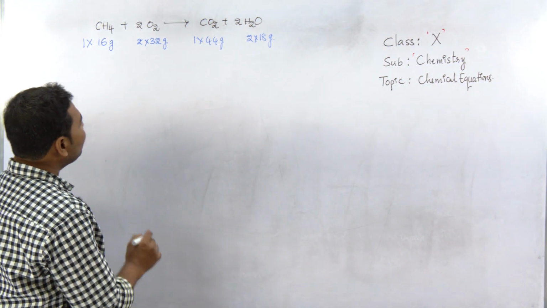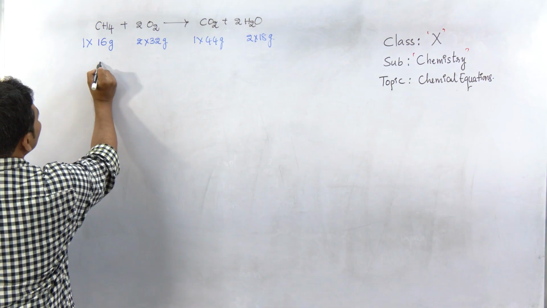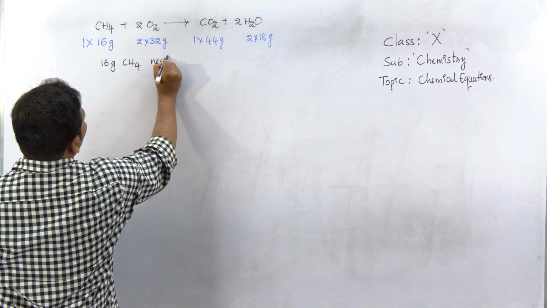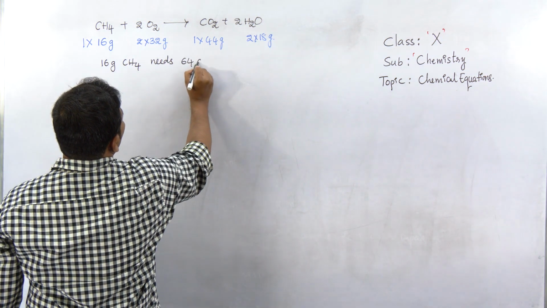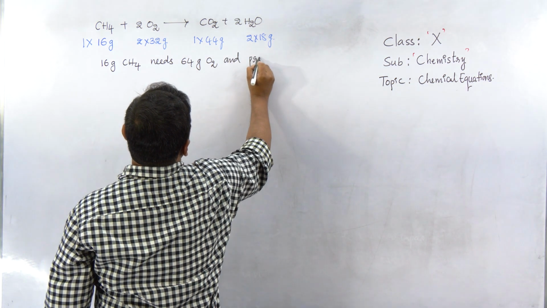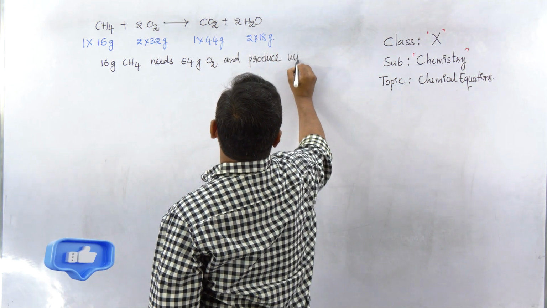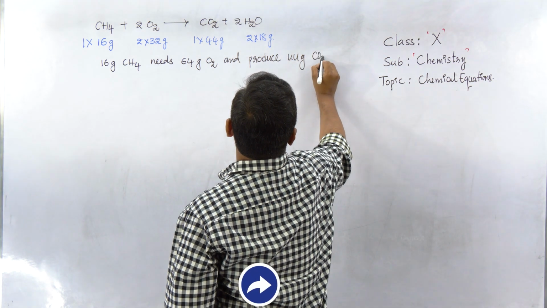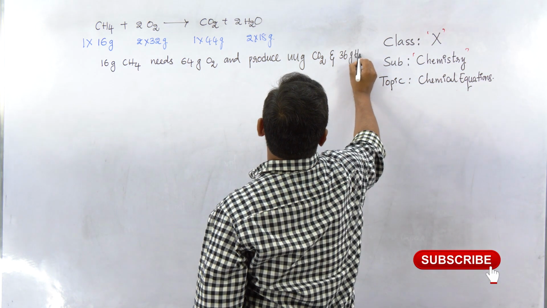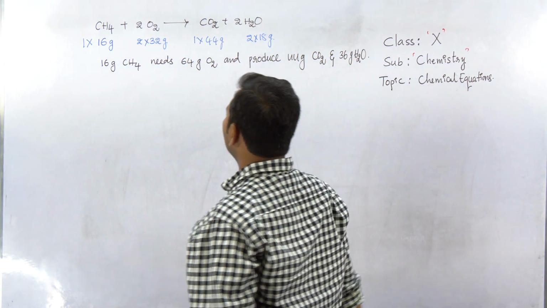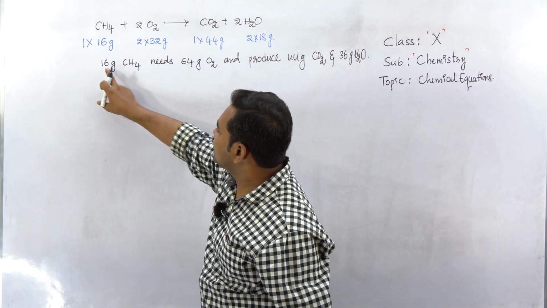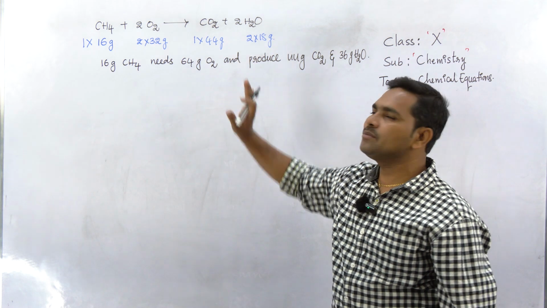Okay, now 16 gram methane needs 2 into 32, it's 64 gram oxygen and produces 44 gram carbon dioxide and 36 gram water. 36 gram water vapor is produced. This is what we understand from the balanced chemical equation. 16 gram methane needs 64 grams of oxygen.